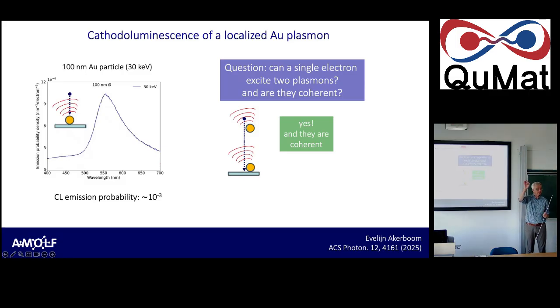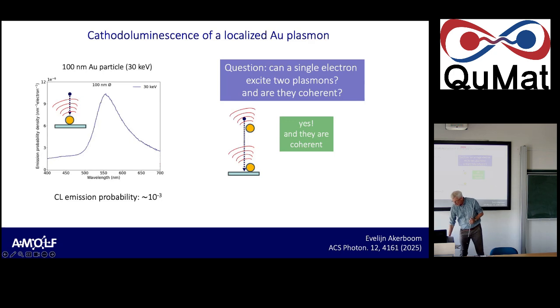So the single electron has a probability to excite one plasmon, or the other plasmon. They both have small probabilities, but they add up, and they interfere coherently in the far field to create this radiation. And the phase difference between the two is then also determined by the velocity of the electron and, of course, the spacing.